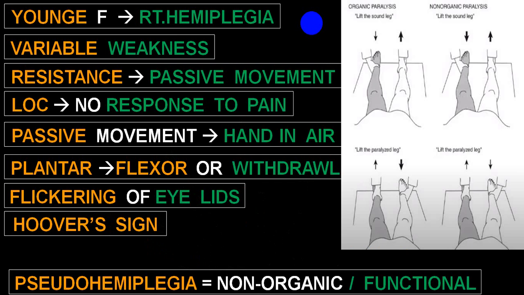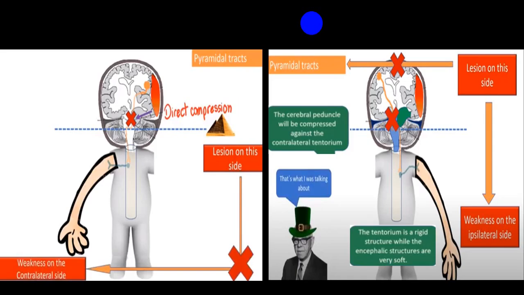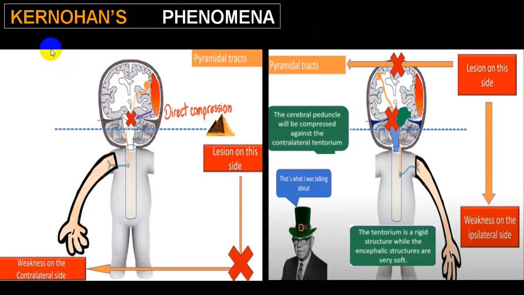This is called pseudo hemiplegia, or we call it functional, or non-organic, or hysterical or psychogenic. There is one peculiar finding which we come across, we call Kernohan's phenomenon. This happens in a raised intracranial pressure.